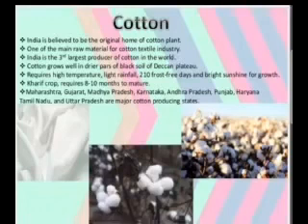Cotton requires high temperature, light rainfall, 210 frost-free days and bright sunshine for its growth. It is a kharif crop and it requires 8 to 10 months to mature. Maharashtra, Gujarat, Madhya Pradesh, Karnataka, Andhra Pradesh, Punjab, Haryana, Tamil Nadu and Uttar Pradesh are the major cotton producing states.